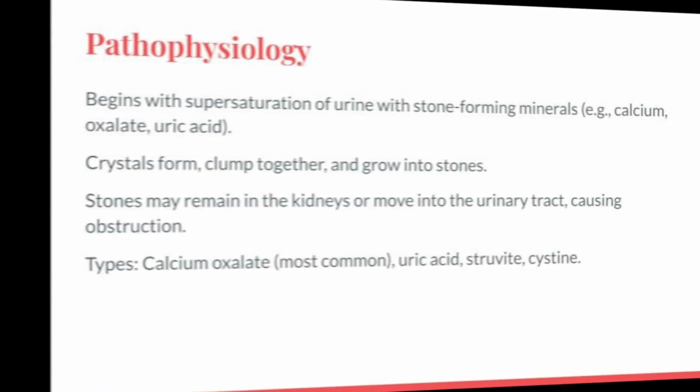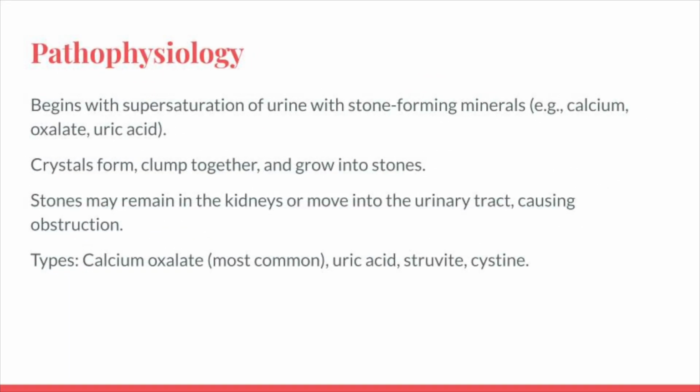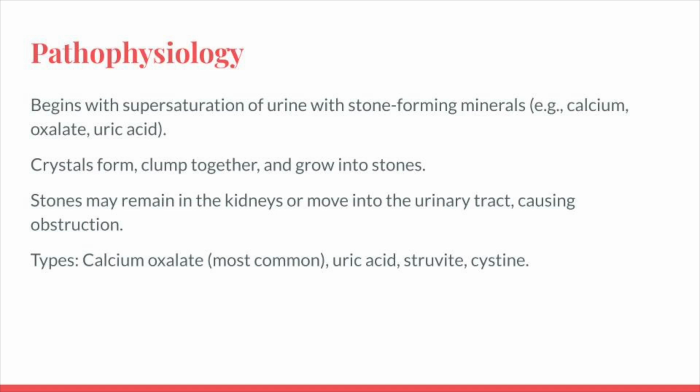Renal calculi, or kidney stones, develop when substances that are normally dissolved in the urine, such as calcium, oxalate, and uric acid, become overly concentrated. This process, called supersaturation, causes these solids to precipitate out of the solution and begin forming crystals. When the concentration of these minerals exceeds the urine's ability to keep them dissolved, nucleation occurs, where tiny crystals start to form. These crystals can grow larger by sticking together, especially in conditions where the urine volume is low or the pH is abnormally high or low.